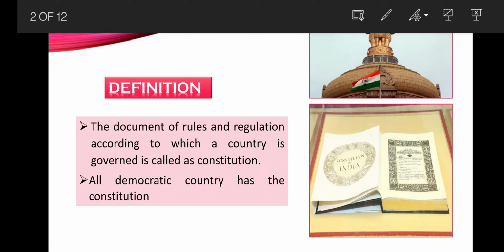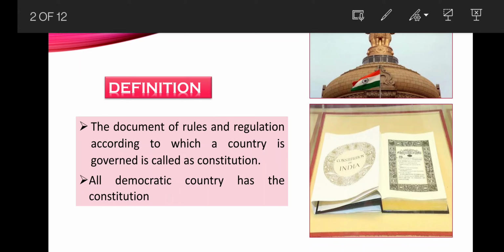First of all, we should know the definition. The document of rules and regulations according to which a country is governed will be known as constitution. Now if we define it in simple terms, it is the supreme law of any country, the supreme rules of any country. So this is how we can understand it simply.